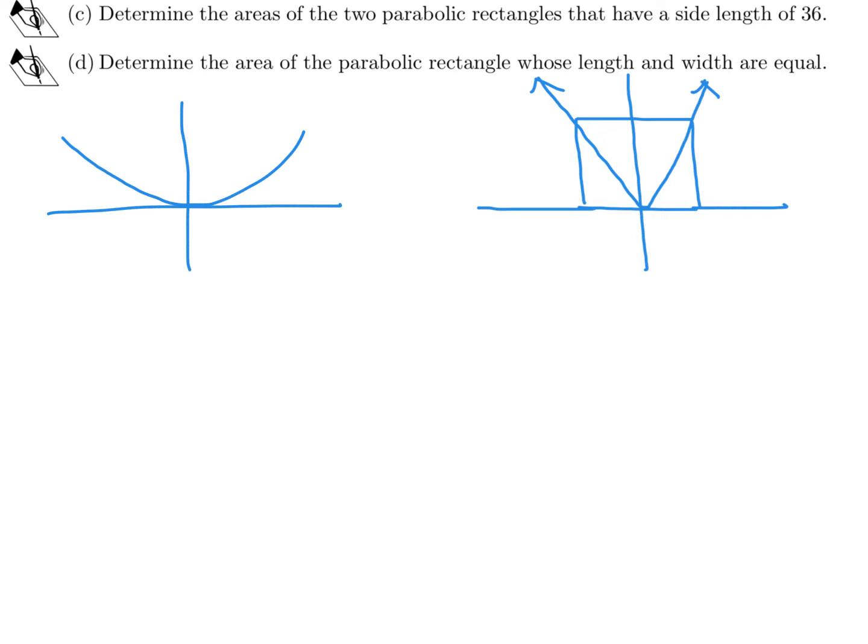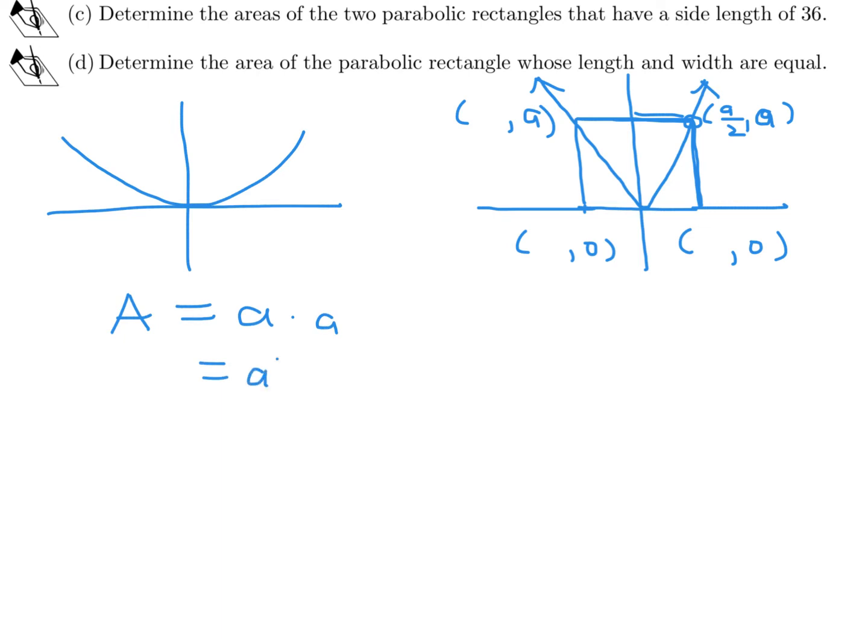So if the length and width are equal, let's say from here to here is A. So this coordinate would be something, A, and this would be something, 0. This coordinate would be something, 0, and this coordinate would be something, A. If this side is also A, then from here to here would be A over 2. Correct? So that's the coordinate of that point right here. Now the area, of course, would be A times A, so A squared. Okay, now where do I go from here?